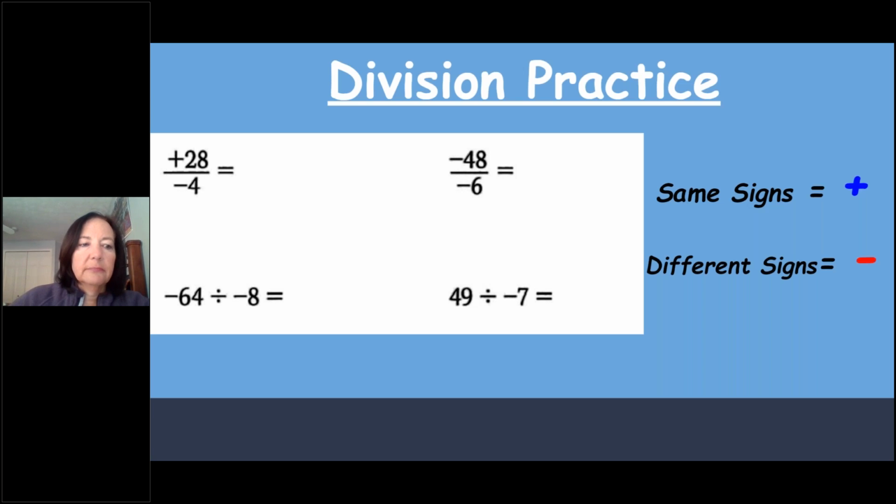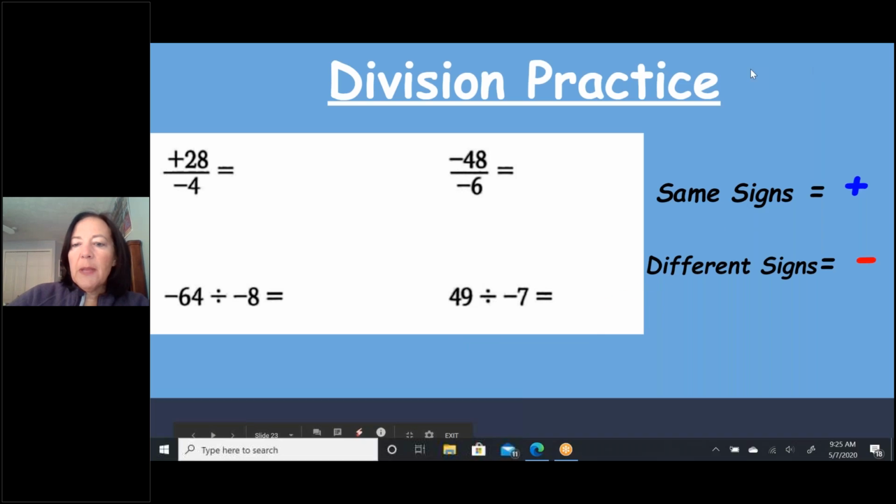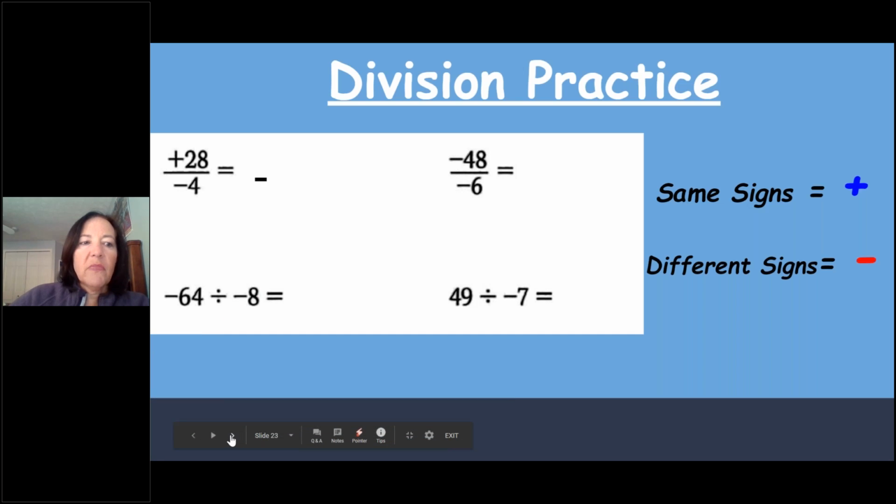Signs are different. So when the signs are different, will it be a positive or a negative? Say it again. What's the answer going to be, positive or negative? A negative. Negative is correct. So now 28 divided by 4 is what? Do you know that one? 7. Correct.